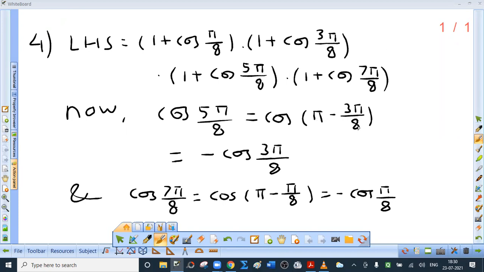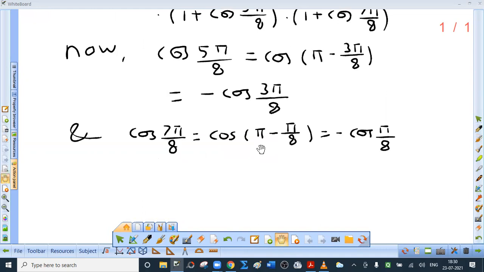So pi minus 3 pi upon 8. Okay. So what is cos of 180 minus theta? Minus cos theta. Similarly, what is cos 7 pi upon 8? Cos of pi minus pi upon 8. That is minus cos pi by 8. So tell me what will be the left hand side.